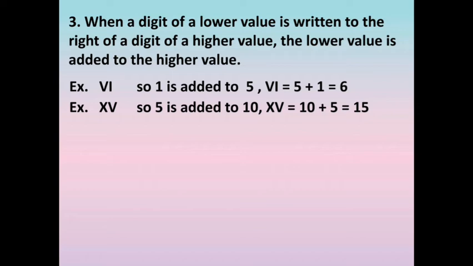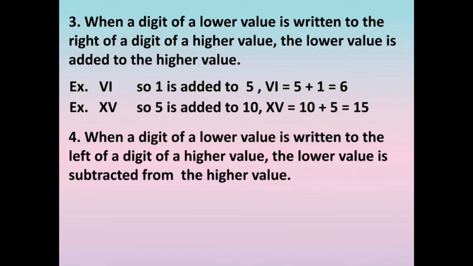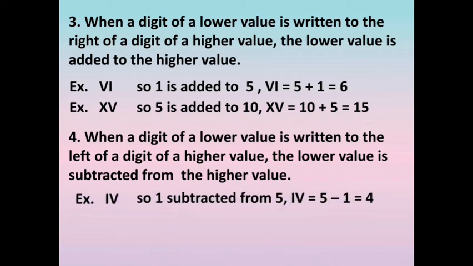Now we'll see the fourth rule. When a digit of a lower value is written to the left of a digit of a higher value, the lower value is subtracted from the higher value. Now when the lower value is before the higher value, then it is subtracted. For example, I and V. 1 is the small number and 5 is the biggest number. So we have to subtract it. So 5 minus 1 is 4.